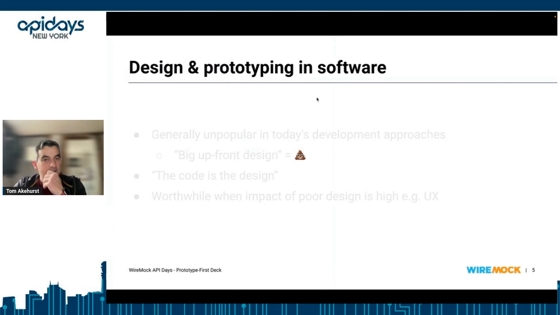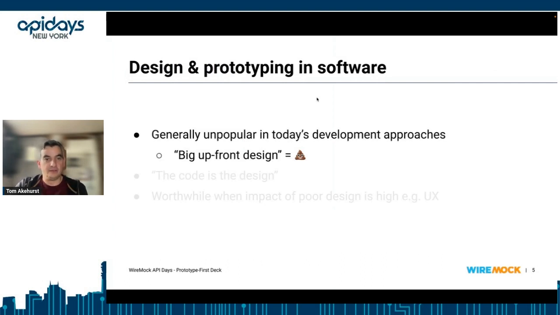So let's talk about design and prototyping in software specifically now. Design has had a bit of a bad name in software, maybe since the agile movement. The idea of big upfront design has fallen out of favor. It's something that we think of as being emergent and evolutionary and expressed by code, rather than being a specific activity and set of artifacts that happens before software is built.